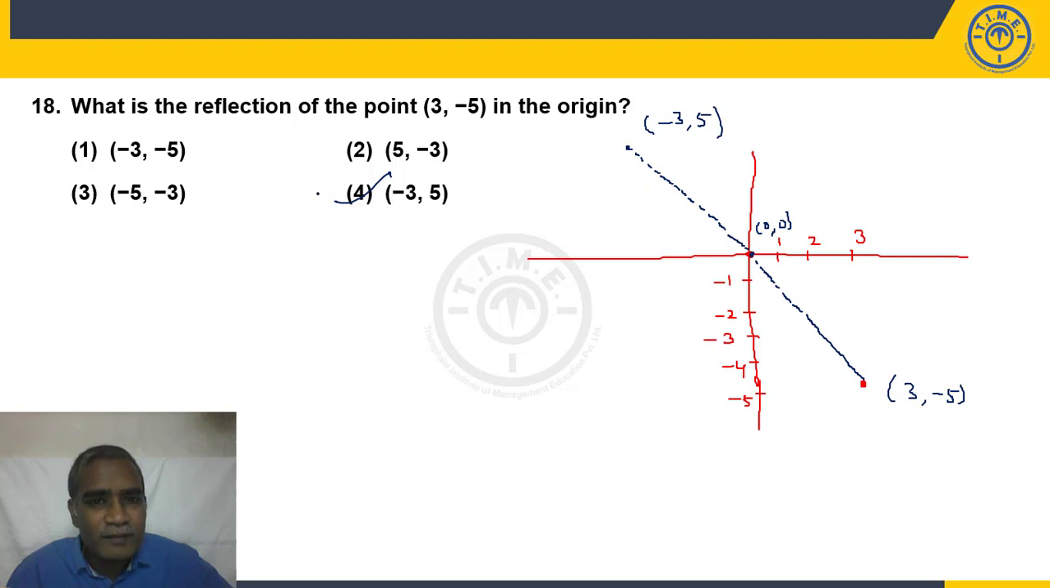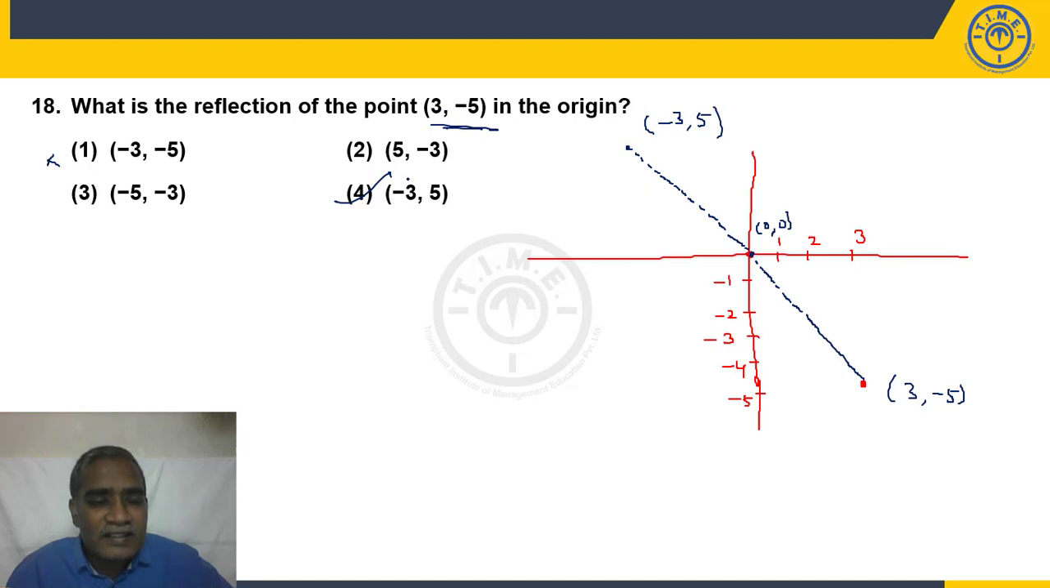How to verify options? Here, the midpoint of this point and the option should be 0 comma 0. For example, I am taking the first point. 3 minus 3, 0. Minus 5 minus 5, minus 10 by 2 is minus 5, no? That's why this is wrong. Like that we have to verify.